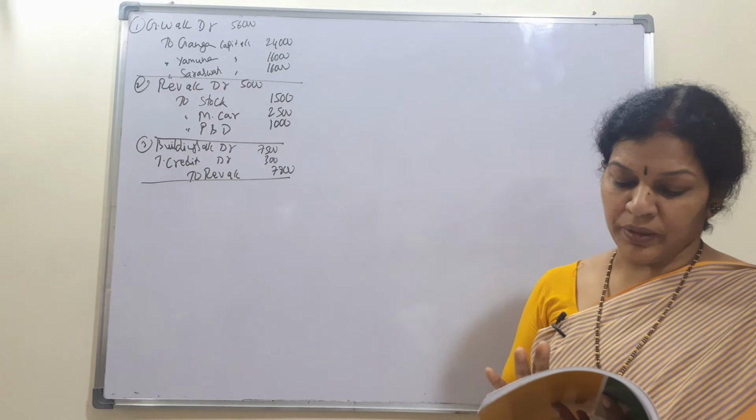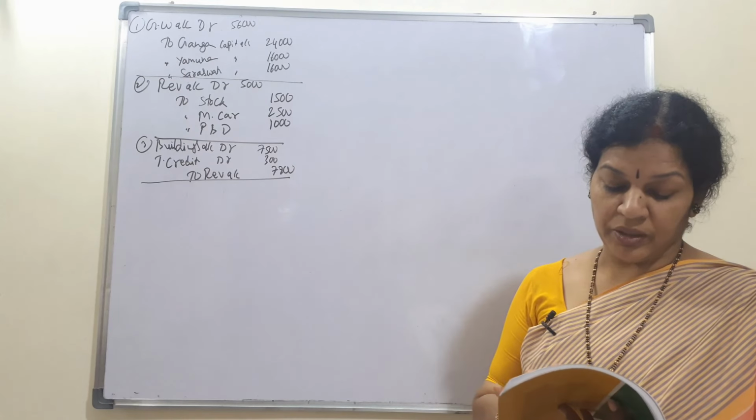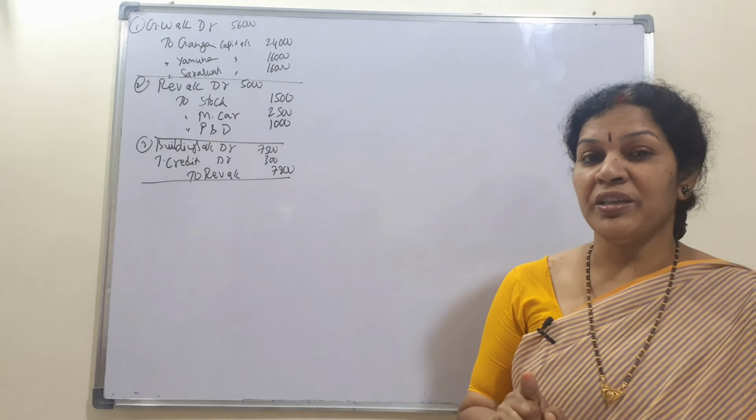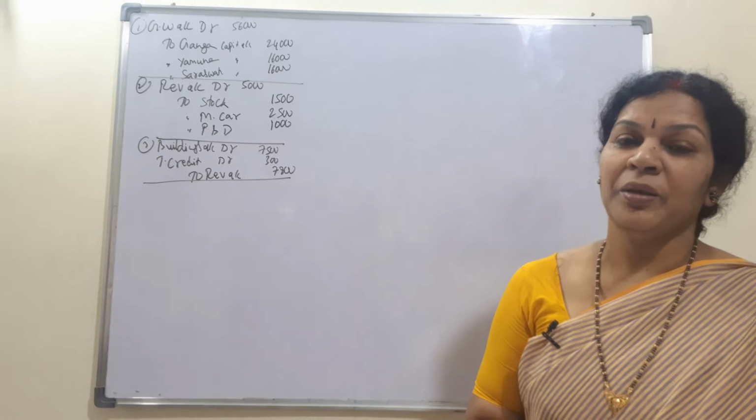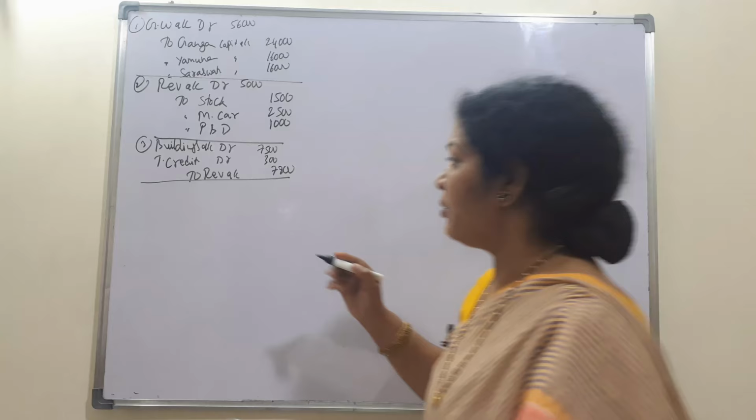It is decided to pay 18,800 to Saraswati. They want to pay 18,800 to Saraswati, meaning Saraswati's account debit to cash account.